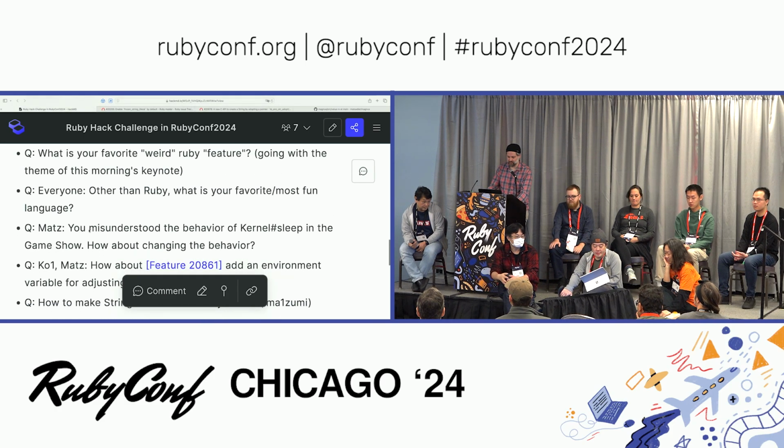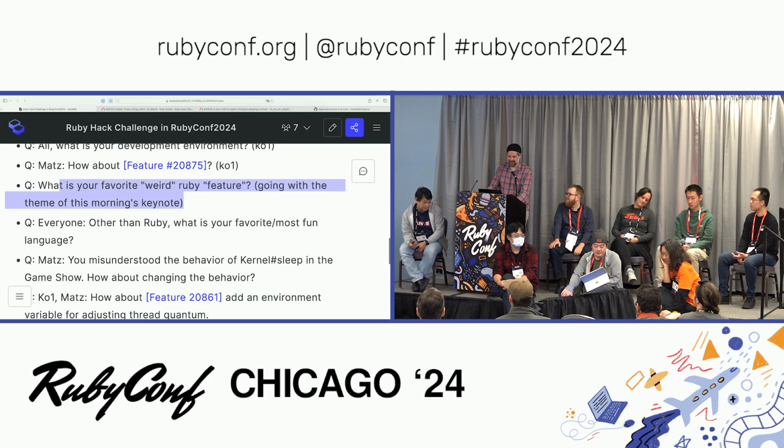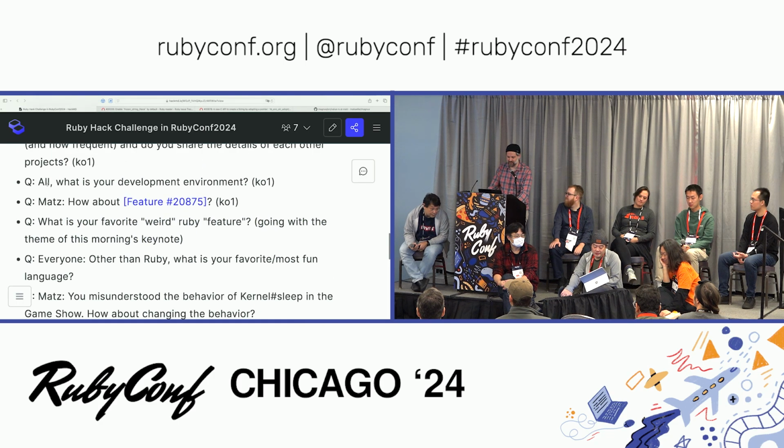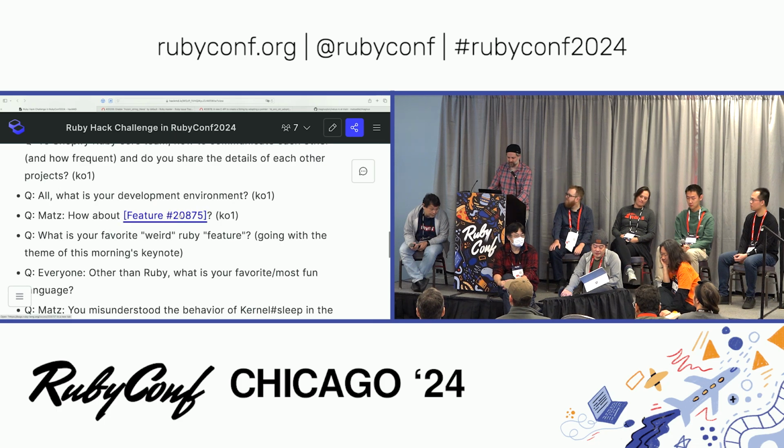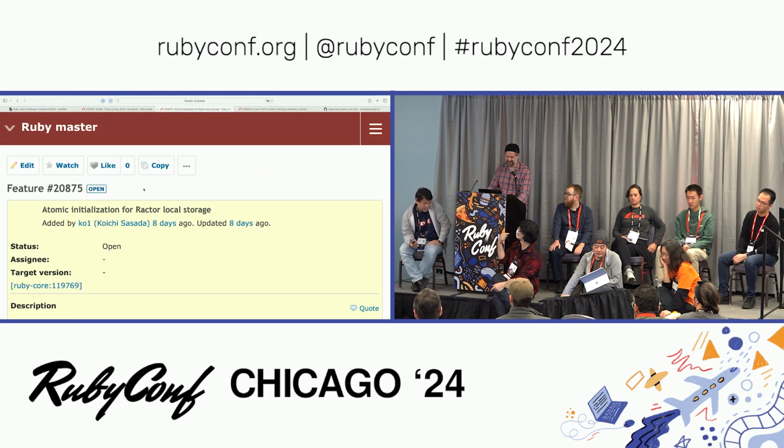Let's pick. What should we pick? Wait, what is this one? Did we do this one? How about this feature? Sure, let's read it. 2087. I have it memorized. No.